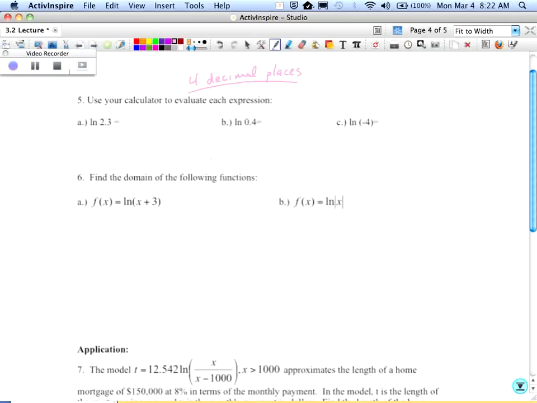What'd you get for ln of 2.3? 0.8329? Yeah. Natural log of 0.4? Negative 0.9163? Natural log of negative 4? Can't do that.